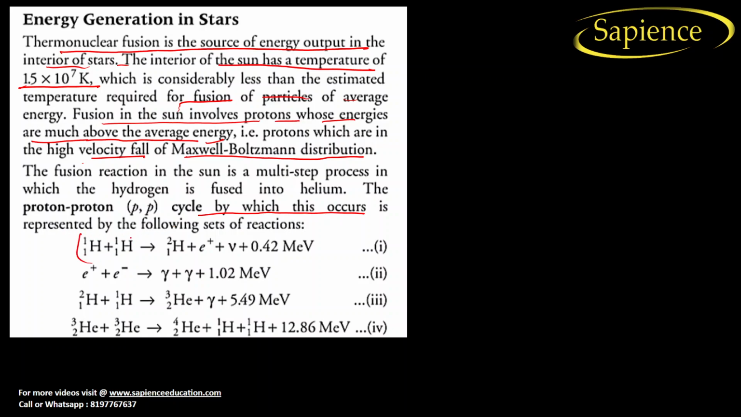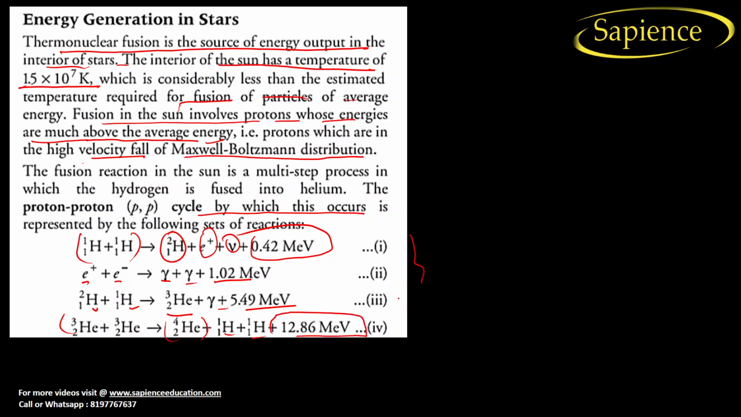See here, this is hydrogen and it will form hydrogen having mass 2 plus positron plus neutrino plus 0.42 mega electron volt. After this, the positron, that is the positive electron, and a negative electron will form gamma radiation plus 1.02 mega electron volt. After that again hydrogen 2 and hydrogen 1 will combine to get helium 3 plus gamma plus 5.49 mega electron volt. So finally we will get helium 3 plus helium 3, giving helium 4 plus 2 hydrogen 1 plus 12.8 mega electron volt.